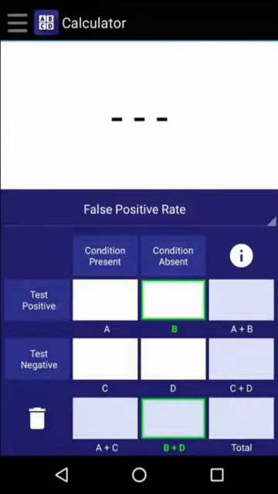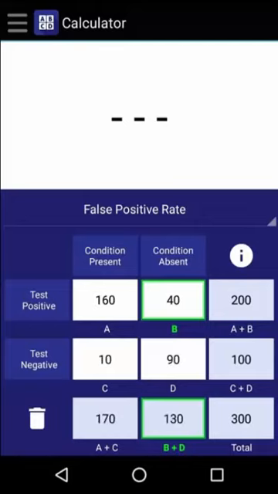Now let's try a quick example. Let's say that in a study involving 300 people, there were 200 people who tested positive. As well, the positive and negative predictive values of the test were 80% and 90% respectively. By using this information to deduce the data required, we find that there are 40 false positives, 90 true negatives, and 130 people in total without the condition.